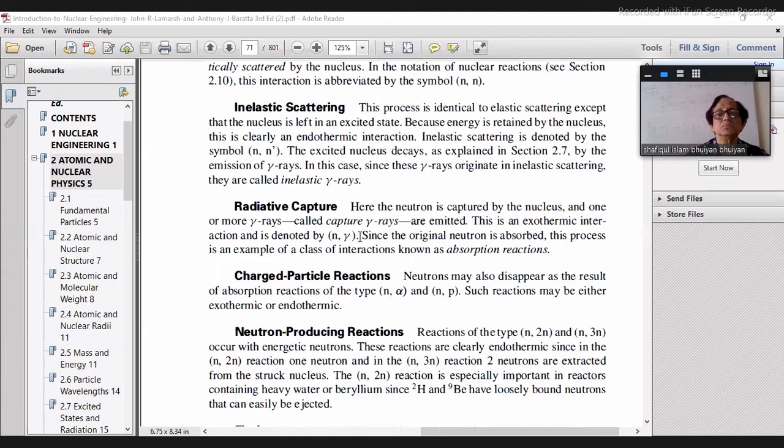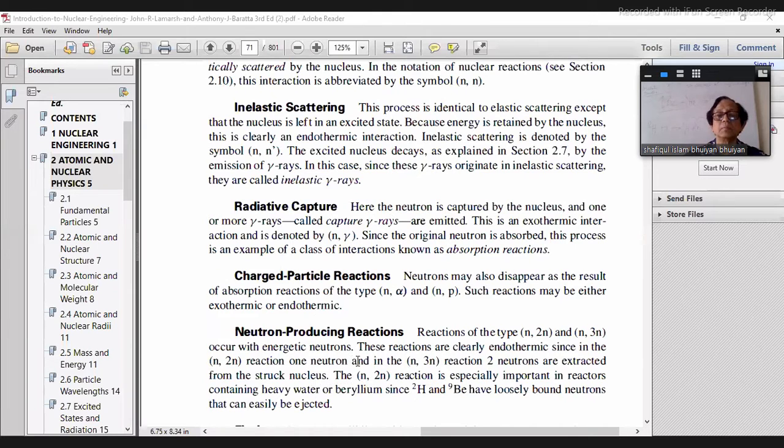So this is radiative capture: the neutron is captured by the nucleus and we get gamma radiation. This is radiative capture, and the other is the charged particle reaction, where we get charged particles, alpha or proton. And then we talked about this neutron producing reaction.